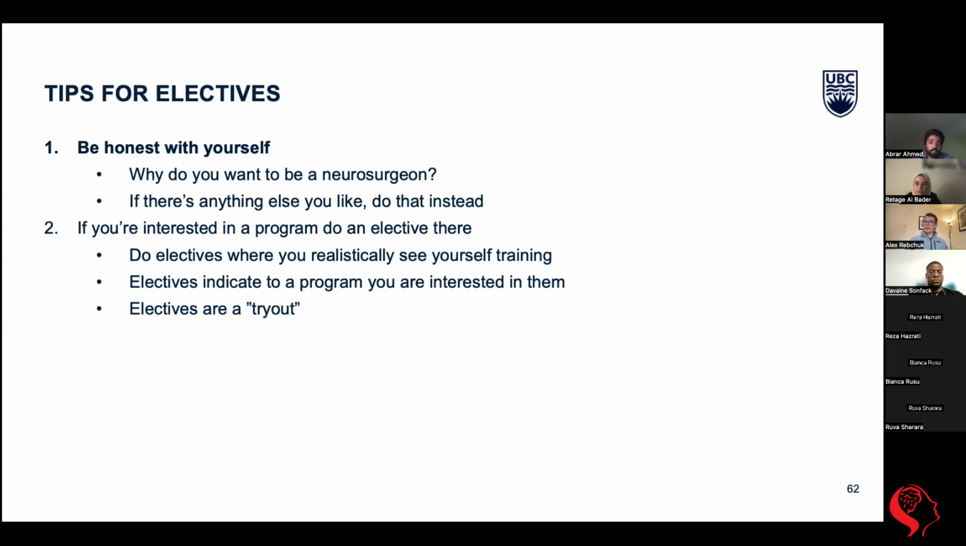You should go. These are essentially a trial. I mean, there's two ways of viewing them. One, they indicate to a program you're interested in them. Like if you do all your electives in Ontario and then you apply to a Western Canadian school, they're going to think you don't want to come to Western Canada. It's pretty evident if you go to Toronto, Western, McMaster, and Ottawa for your four electives, and you apply to a Western Canada school or to an Eastern Canada school, they're going to be like, well, you don't want to leave Ontario, right? People notice where you do electives.